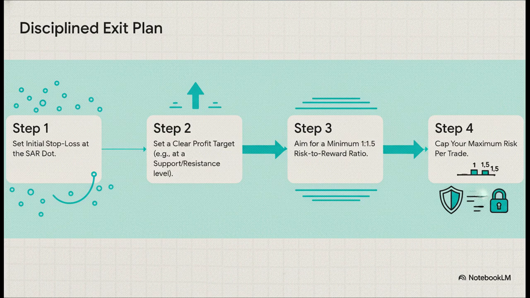Step 1. Your initial stop loss goes at the SAR dot right after you enter. Simple. Step 2. Set a clear profit target before you even take the trade, aiming for the next obvious support or resistance level. Step 3. Make sure the trade is even worth your time. Aim for a minimum of a 1 to 1.5 risk-to-reward ratio. And finally, the most important rule of all, cap your risk.